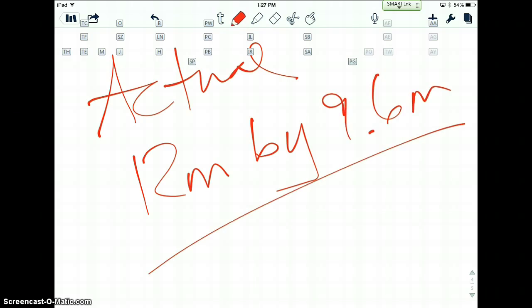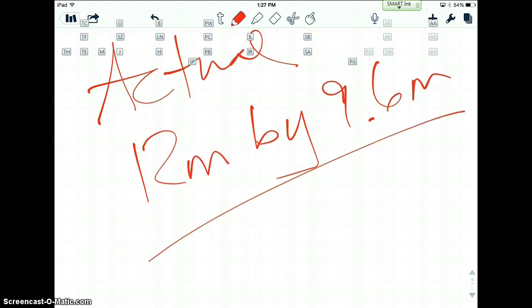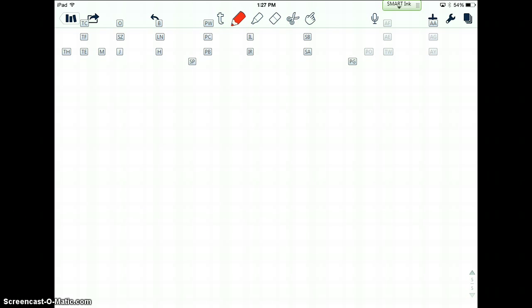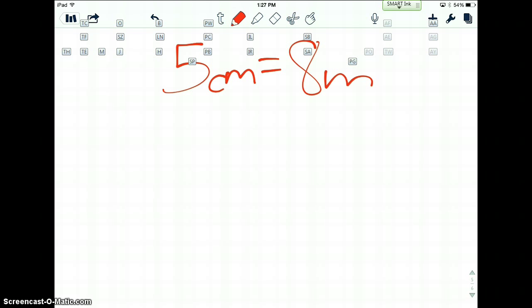Okay. Part B, another part of this. If Chloe makes a new scale drawing of the gym floor using a scale of 5 centimeters equals 8 meters, what will be the width and length of her new drawing?